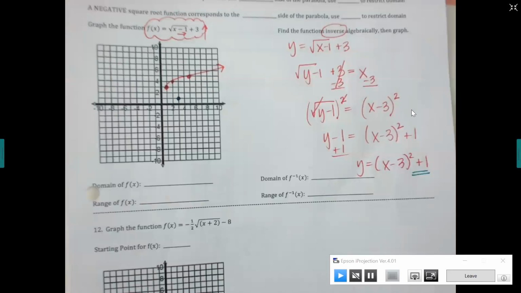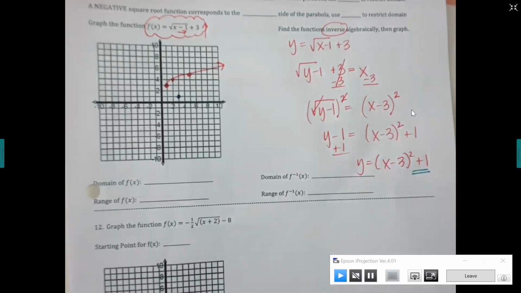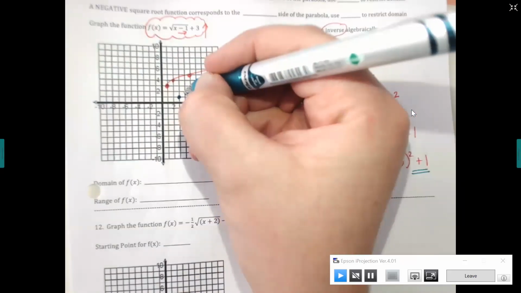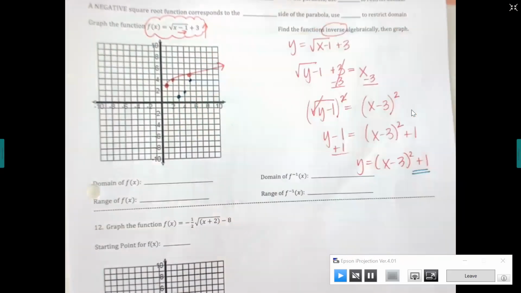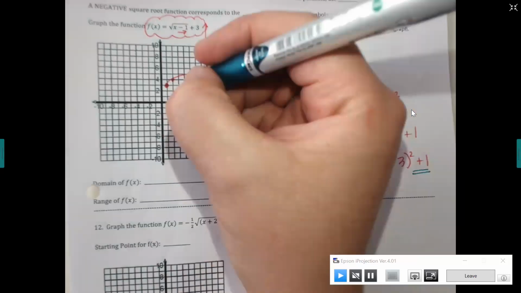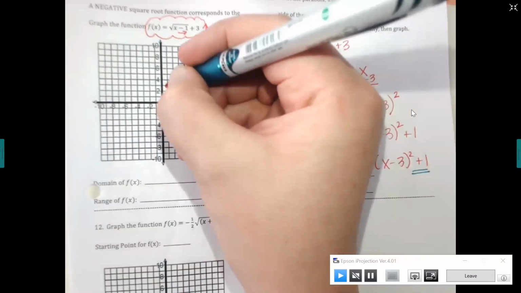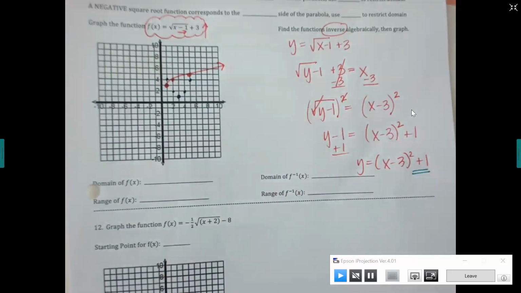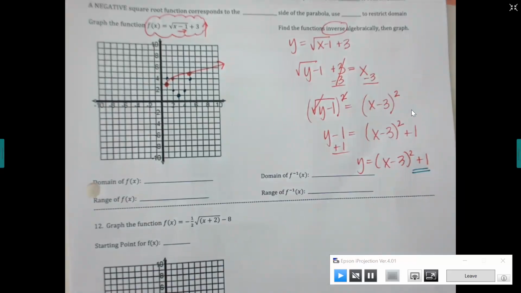Okay, then very lightly, I want you to put your dots in. If this is a squared, we know that it's a U shape, right? So I'm going to go over 1, up 1, over 1, up 3. And then over 1, up 1, over 1, up 3. And what you're going to notice is that my graphs don't match each other. Okay, that's a problem. Here's why.